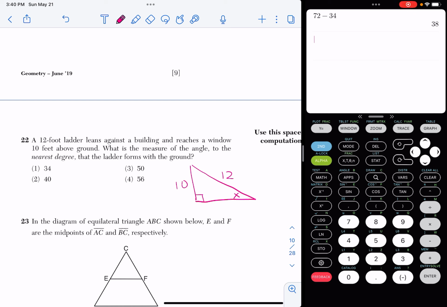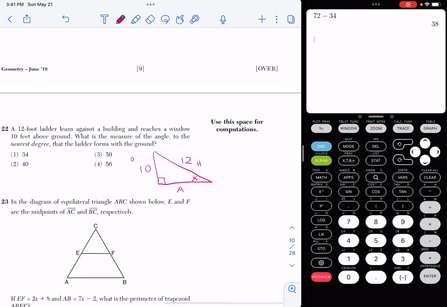So here's my picture. Now I'm going to label this as the opposite side, the adjacent side, the hypotenuse. Since there's something written on the opposite and hypotenuse sides, I'm going to use sine. So sine of x is equal to 10 over 12. Since we're looking for an angle here, we're going to do inverse sine in our calculator. So second button, then sine. Type in your fraction, and I get 56.44, and that's choice 4.